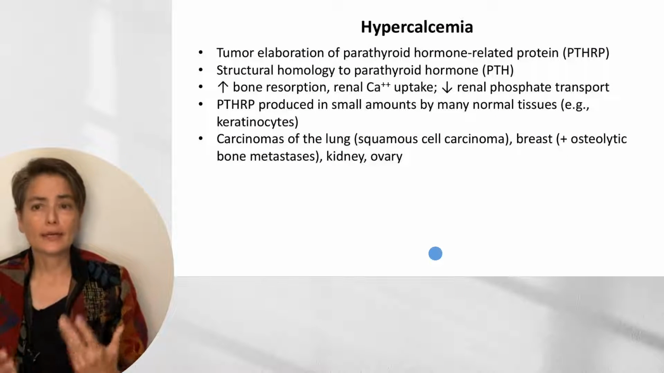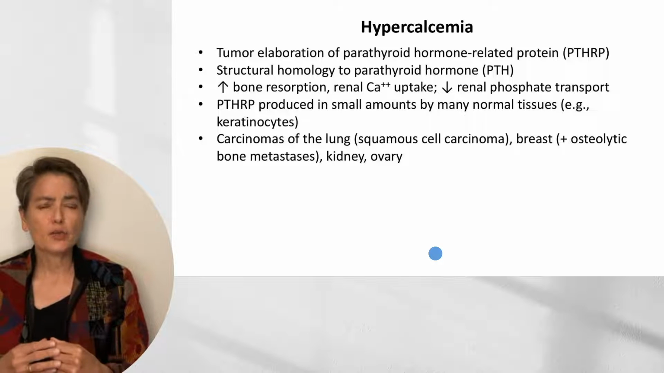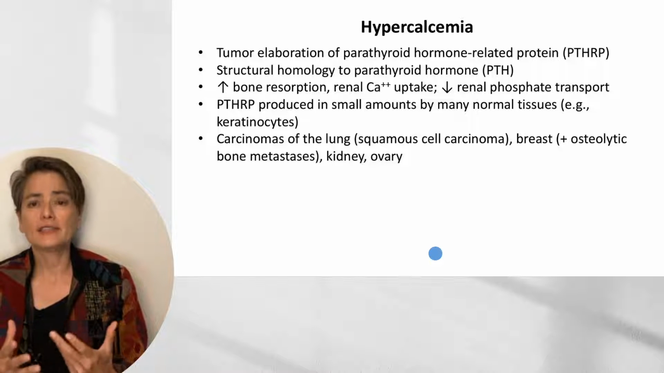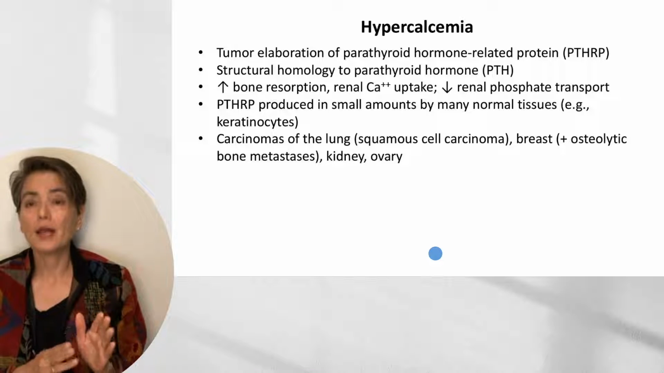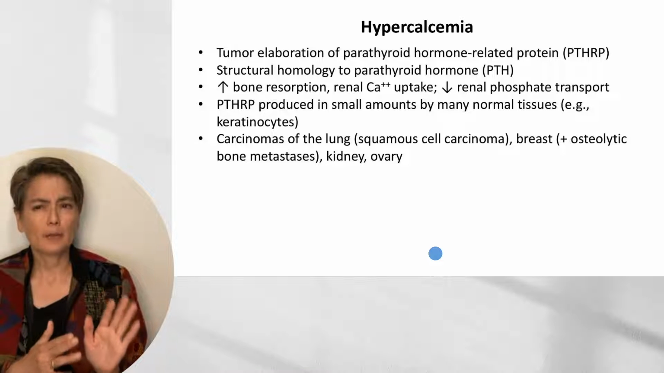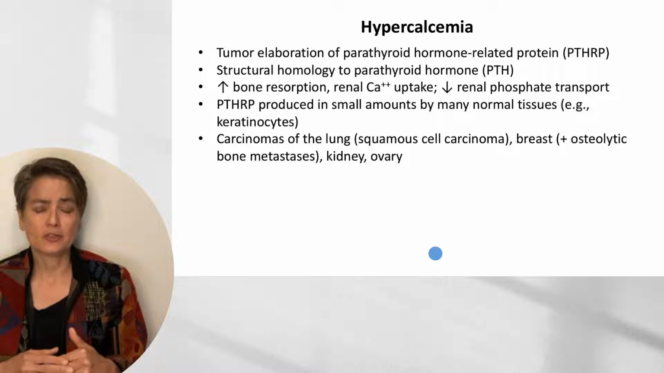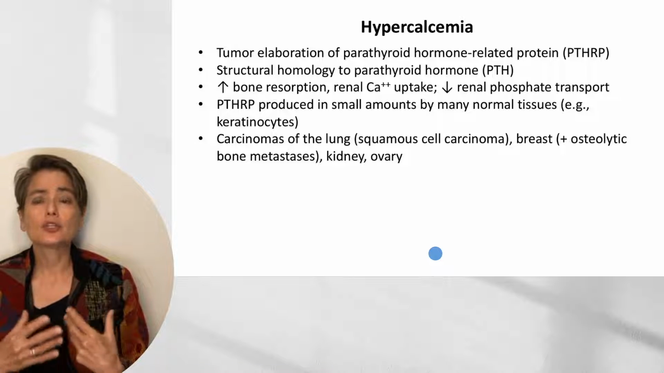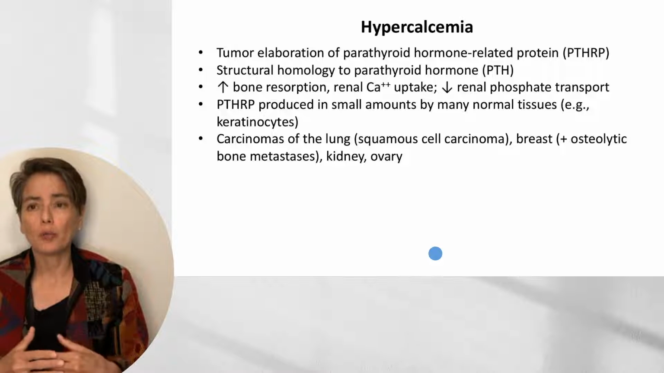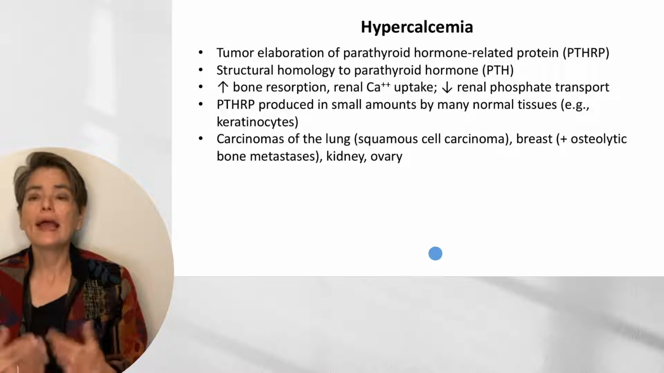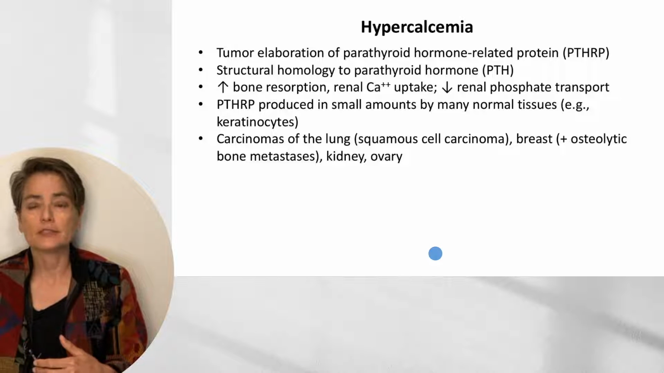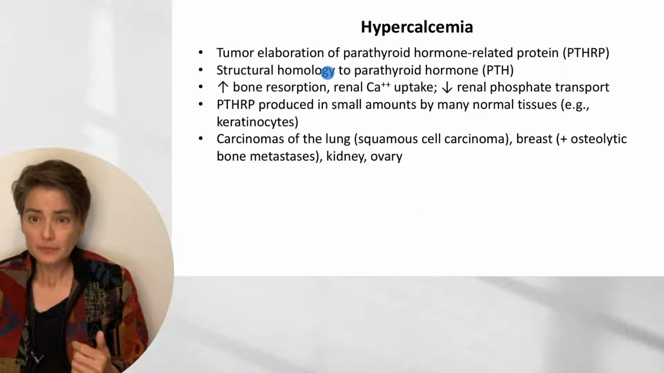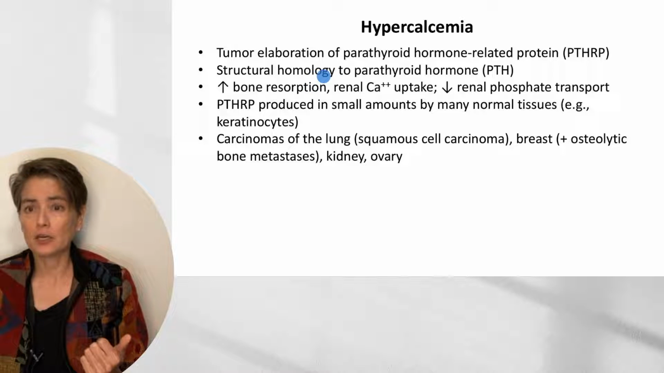So let's begin first by looking at hypercalcemia. So I already said that you could see hypercalcemia in the setting of osseous metastases and that is not considered a paraneoplastic syndrome. So what type of hypercalcemia is a paraneoplastic syndrome? Well, it's very interesting, but you can get tumors that will release a parathyroid hormone-related protein, or PTHrP, which has structural homology to parathyroid hormone and therefore has a similar series of actions. Increased bone resorption, which will lead to hypercalcemia. We also will increase our renal calcium uptake and decrease our renal phosphate transport. So this is all going to lead to hypercalcemia.